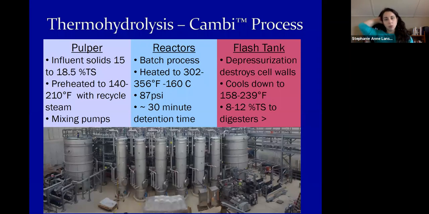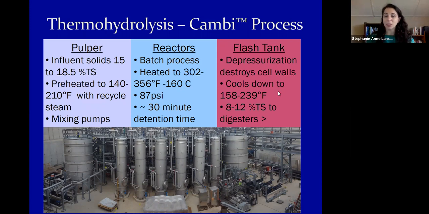And so what they do before the digestion process, and this isn't true of all wastewater treatment plants, can be a trademarked process where they actually do thermal hydrolysis. You can almost think of it like an Instapot, right? They have these solids that come in, they preheat them to almost 200 degrees Fahrenheit, and they use steam. That's their pulper. And then they have a batch process where they heat it up and put it under pressure for 30 minutes. Then they have this flash tank where, after it's been under pressure, they depressurize, and it destroys the cell walls and it cools down.